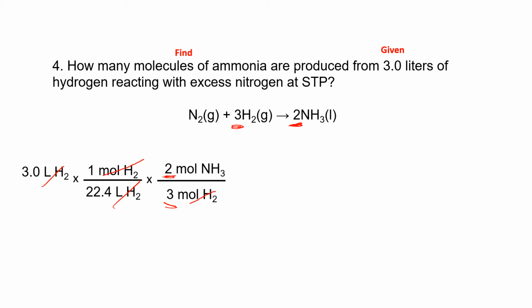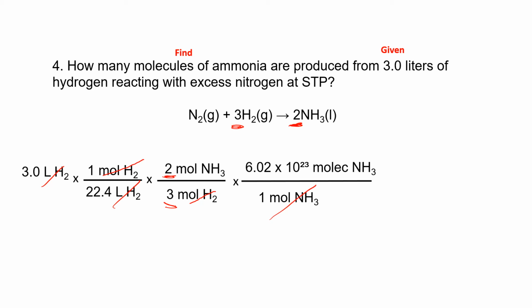Our next step, we want to get from moles of ammonia to molecules of ammonia. So in order to do that, we need to use Avogadro's number. So 1 mole of ammonia is equal to 6.02 times 10 to the 23rd molecules of ammonia. So our moles of ammonia are going to cancel. We're left with molecules of ammonia, which is what we ultimately want. So when we do the math, we're limited to 2 significant figures. So your final answer is going to be 5.4 times 10 to the 22nd molecules of ammonia.